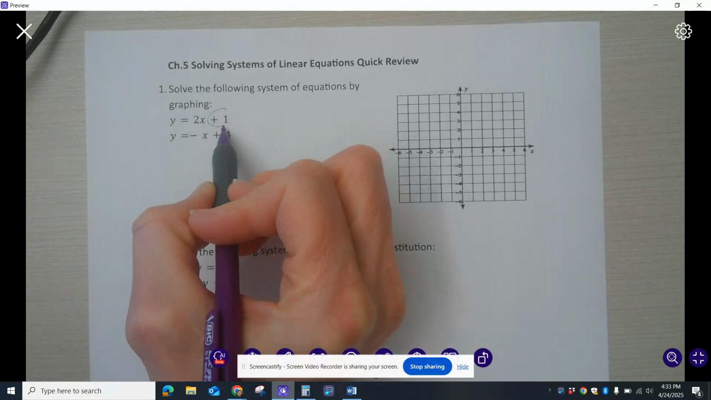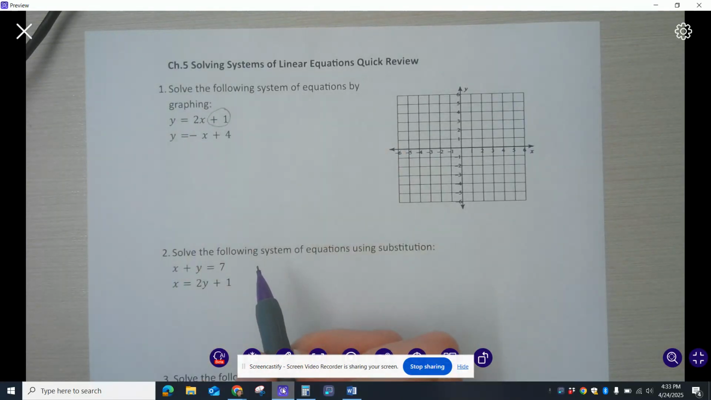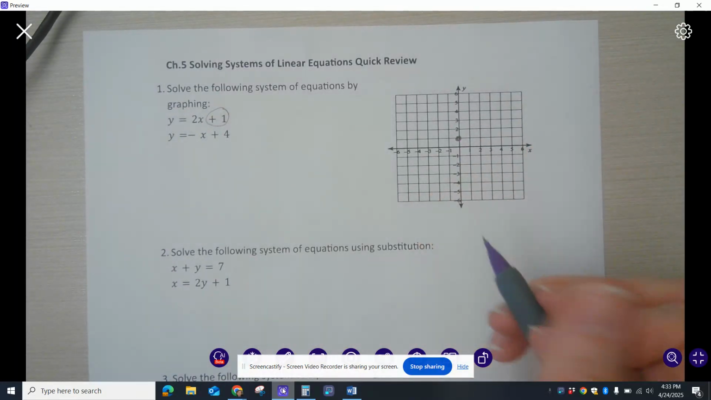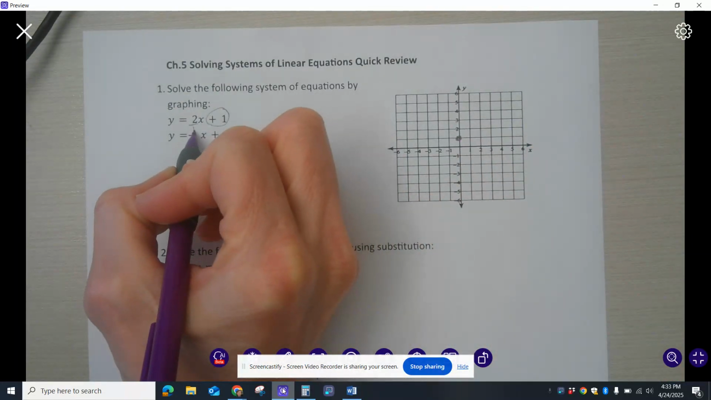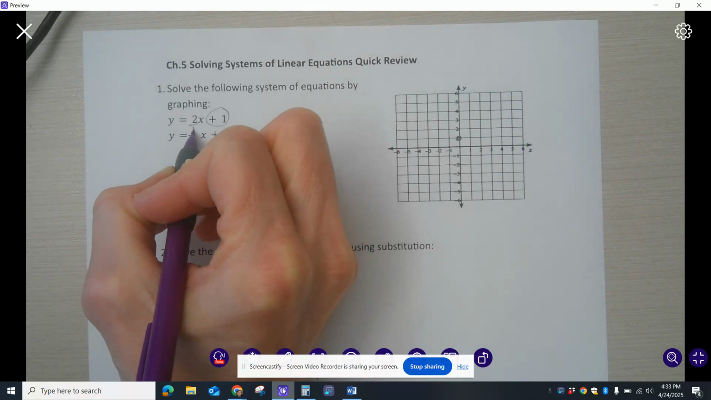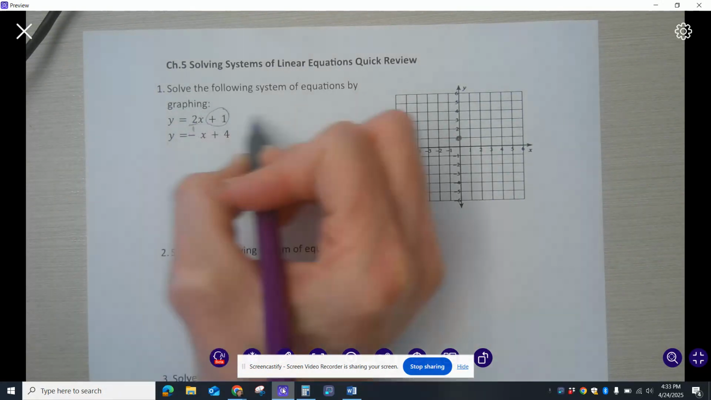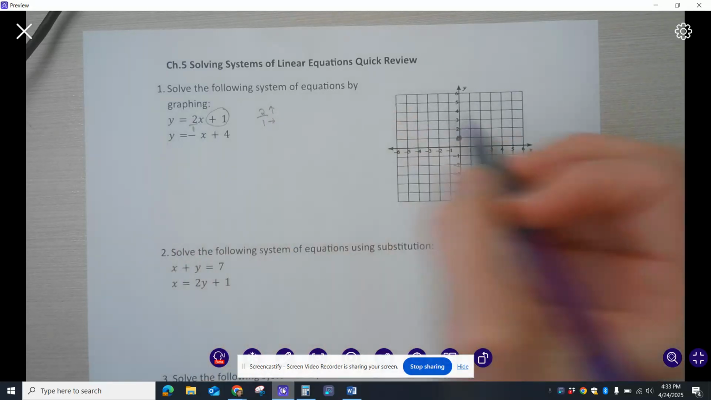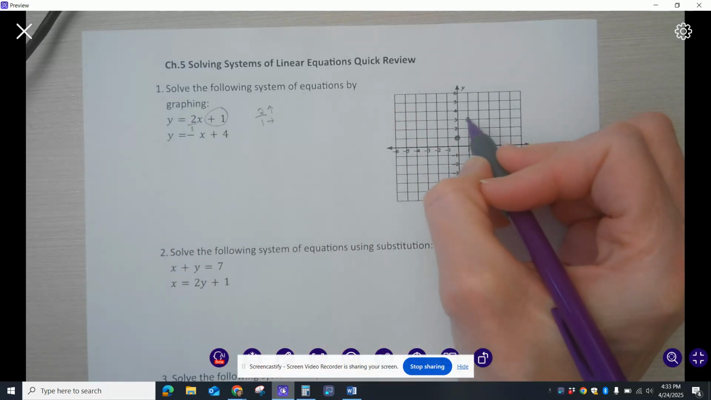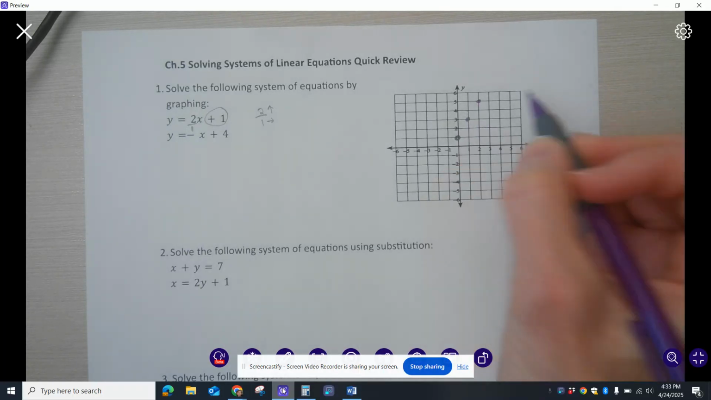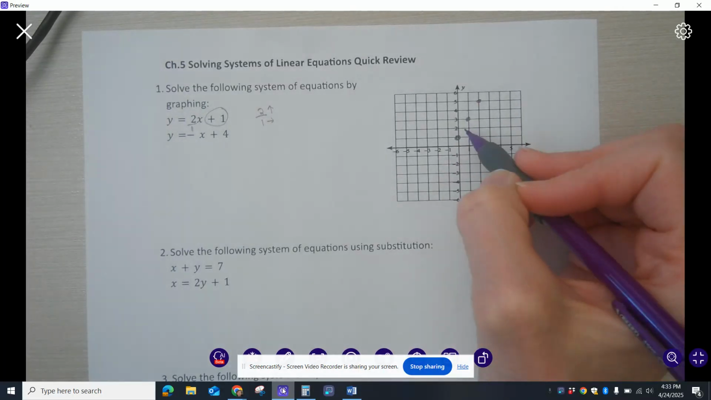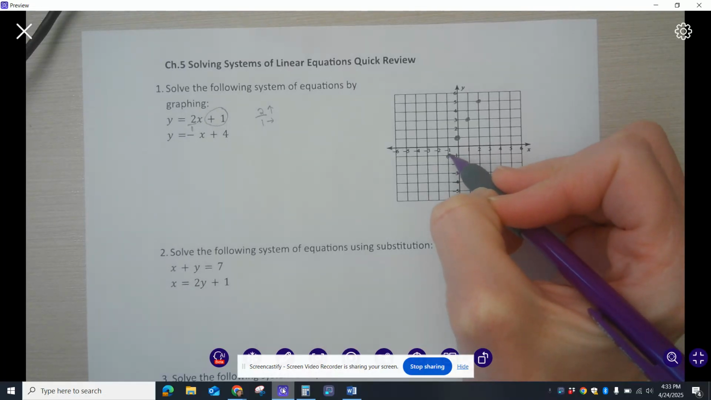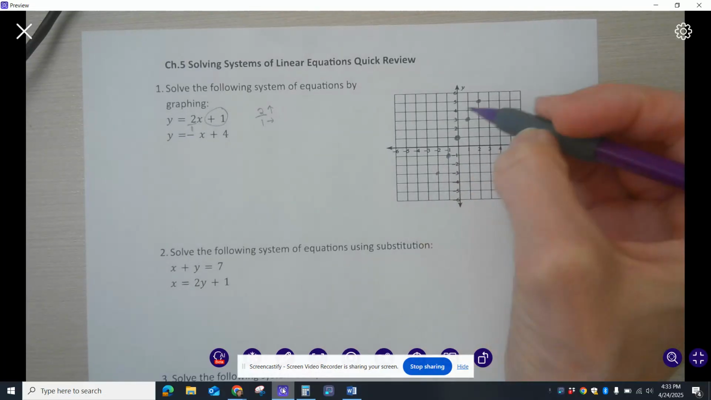So remember, when we're graphing, we start with the y-intercept. This has a y-intercept of 1, so our first point goes at 1. This has a slope, remember if you're missing a run, add a 1, of 2 over 1. So we're going to rise 2 and run 1. So up 2 over 1, up 2 over 1. Put a few points. If you need some points on the other side, do the opposite. Go down 2 and to the left 1. Down 2 and to the left 1.